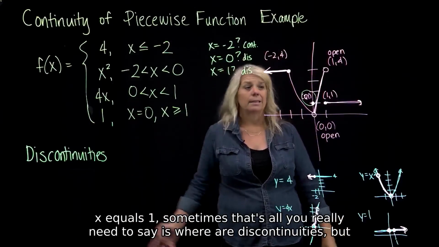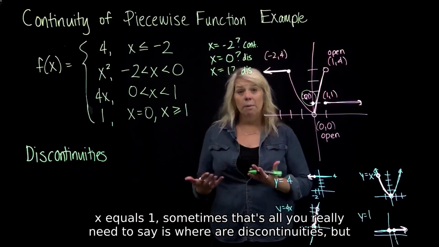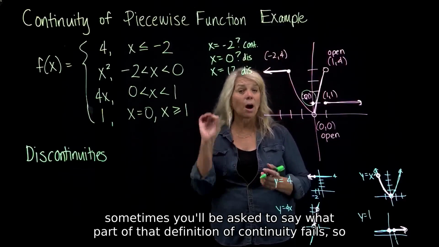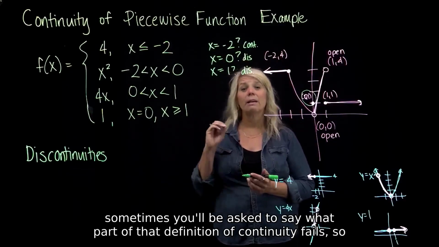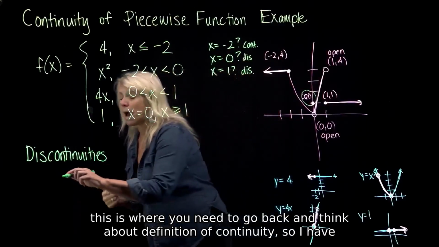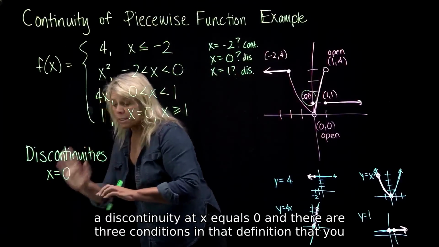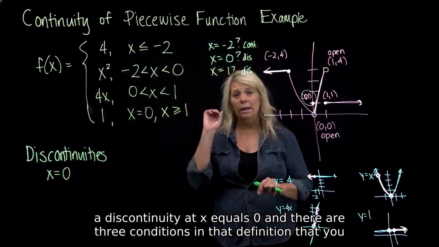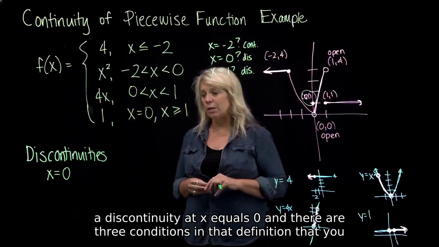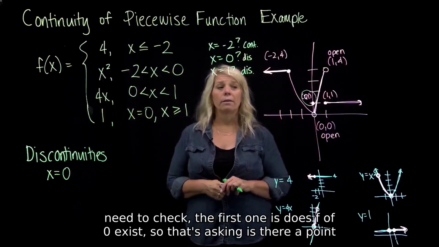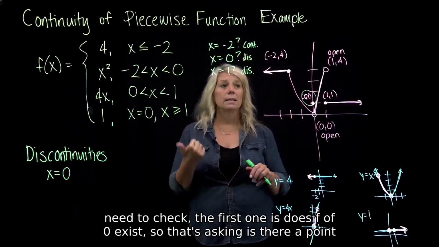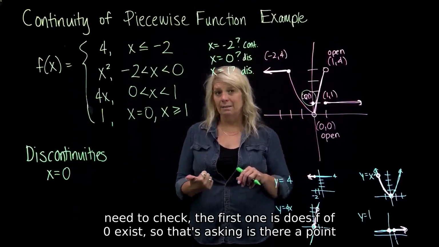Sometimes that's all you really need to say, is where are the discontinuities. But sometimes you will be asked to say what part of that definition of continuity fails. So this is where you need to go back and think about the definition of continuity. So I have a discontinuity at x equals 0, and there are three conditions in that definition that you need to check. The first one is, does f of 0 exist?